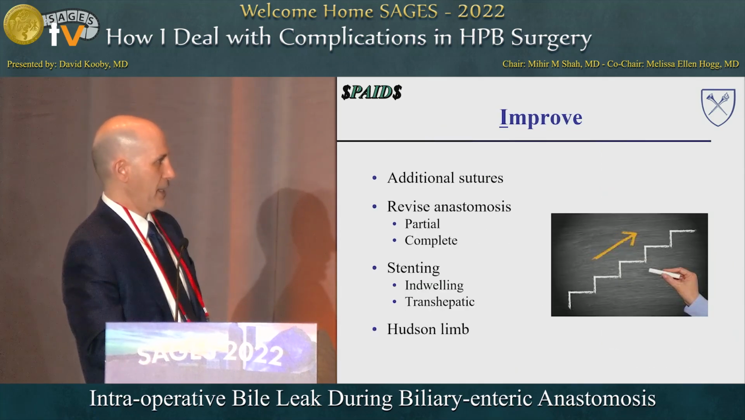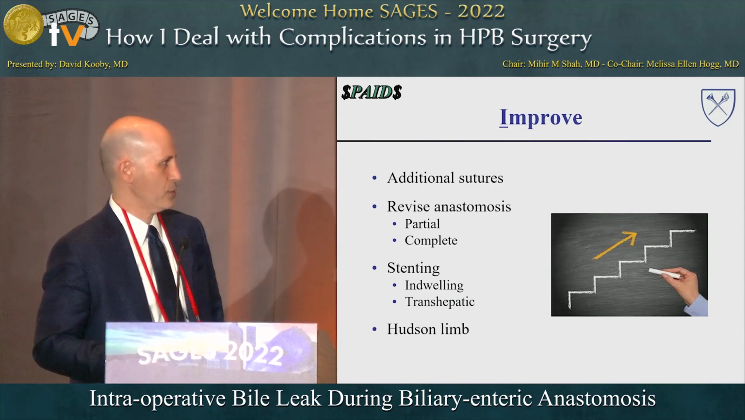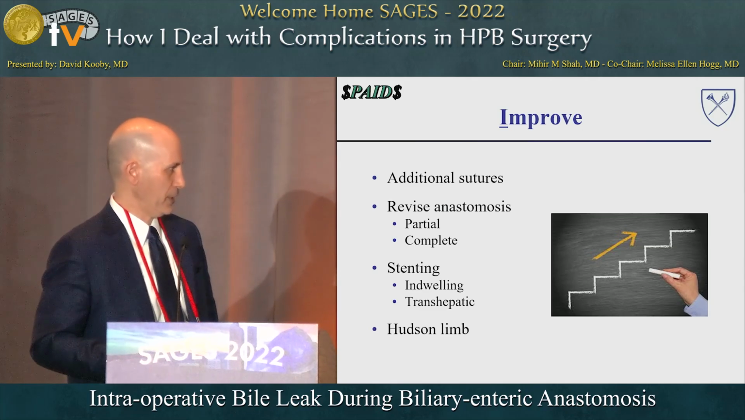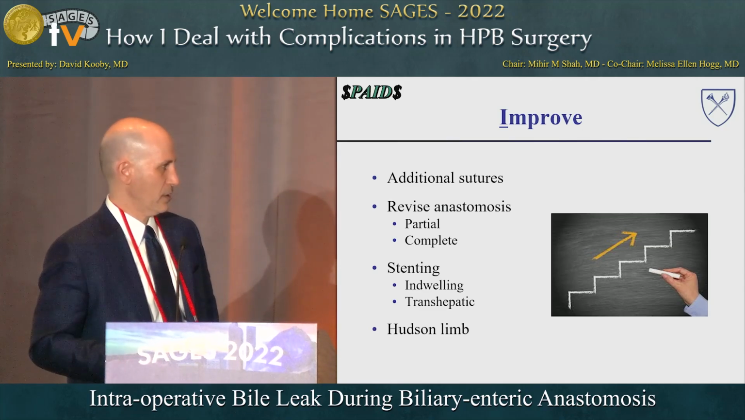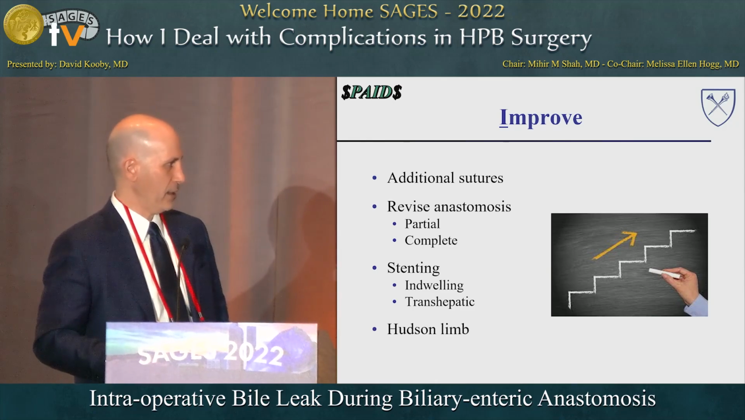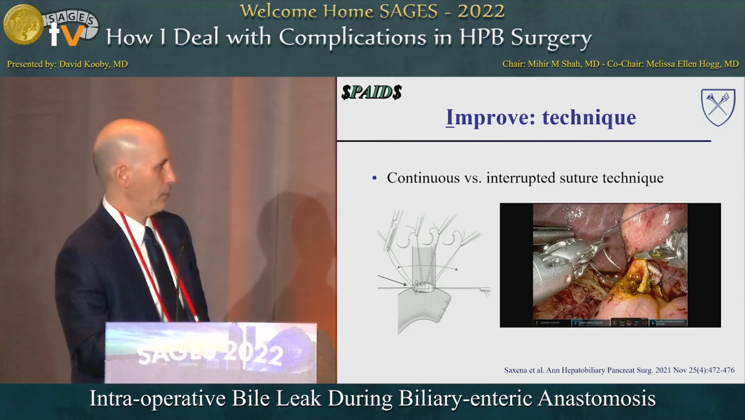So now we're on to I, improve. So various things you can do. You can place additional sutures. You can revise the anastomosis. You can do a partial or a complete revision of the anastomosis. There's stenting, and you can leave indwelling or transhepatic stents. And then we shouldn't forget this technique of a Hudson limb, which I'll show a picture of in a moment.